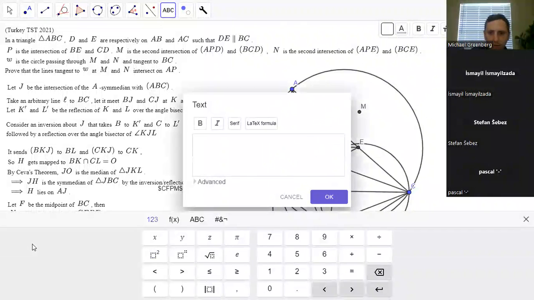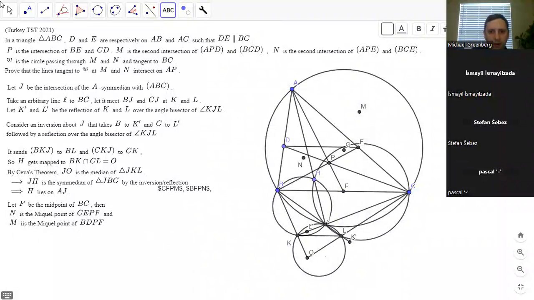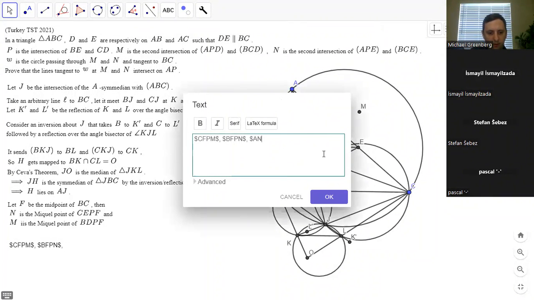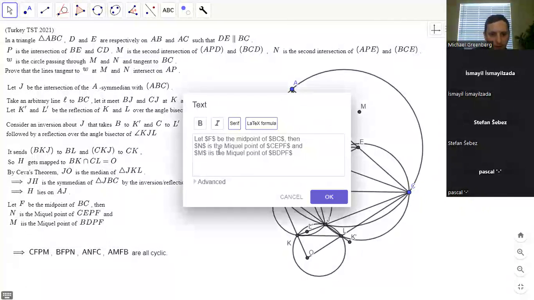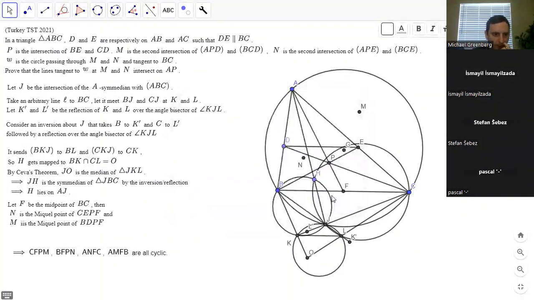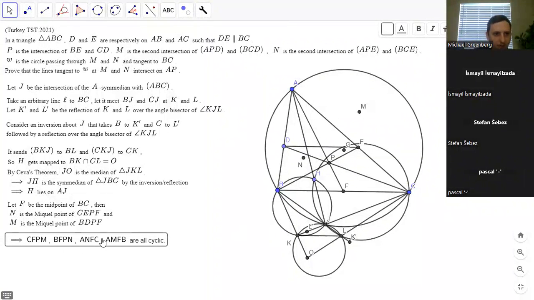So I think it's AFCN and AFBN. So ANFC and AMFB are all cyclic. That all comes from these being the Miquel points. So a lot of cyclic quadrilaterals. So yeah, we're definitely working backwards in this proof.